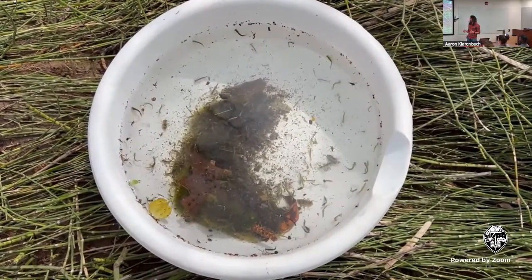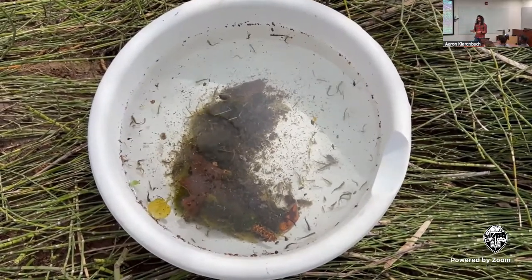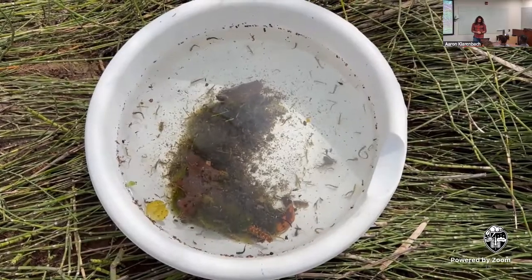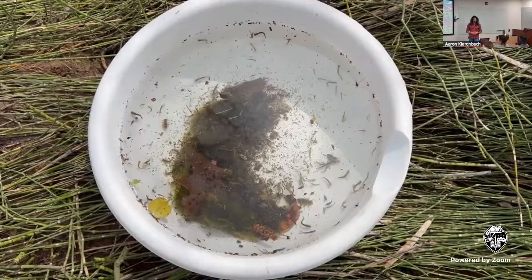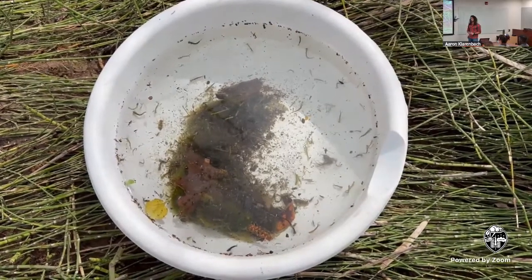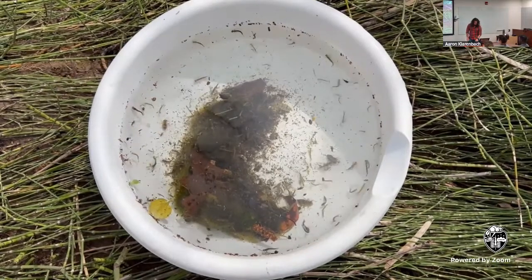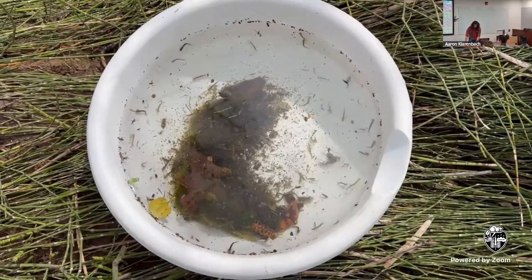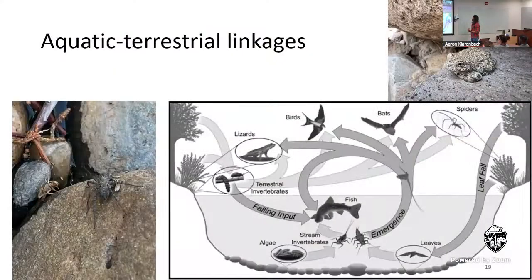For example, if there's an abundance of stoneflies, mayflies, and caddisflies, so those are EPT taxa, then we know that the system is probably healthy, since those taxa are sensitive to degraded habitats. Additionally, they're a critical part of the riparian food web, linking aquatic and terrestrial zones, and serving as food for terrestrial consumers.